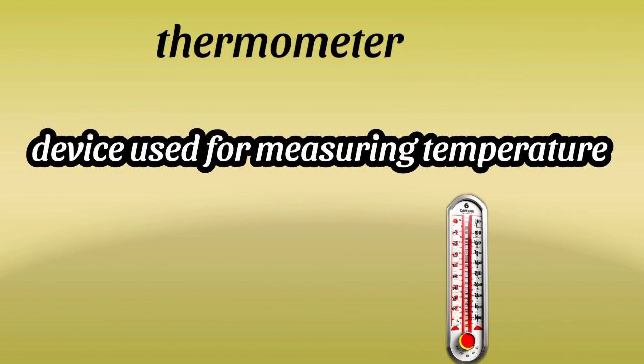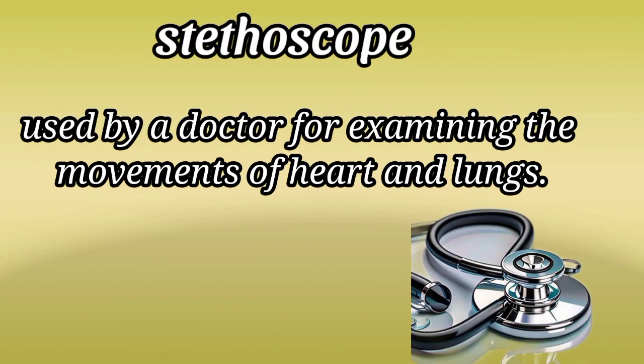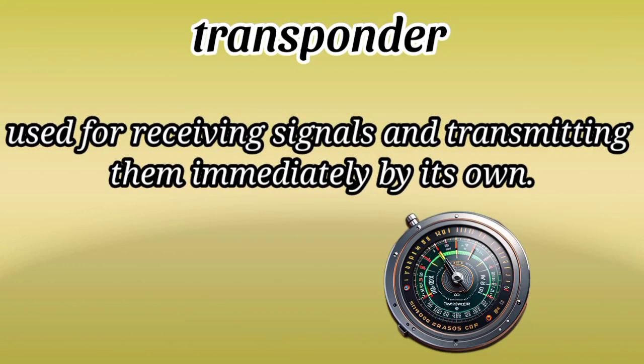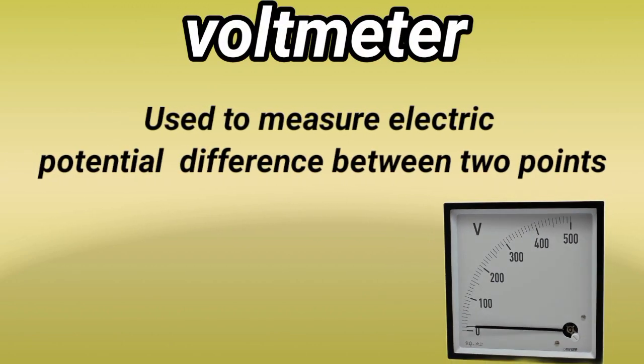Thermometer: device used for measuring temperature. Stethoscope: used by a doctor for examining the movements of heart and lungs. Transponder: used for receiving signals and transmitting them immediately on its own. Voltmeter: used to measure electric potential difference between 2 points.